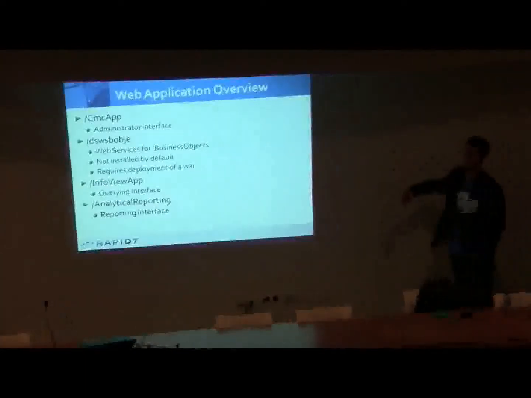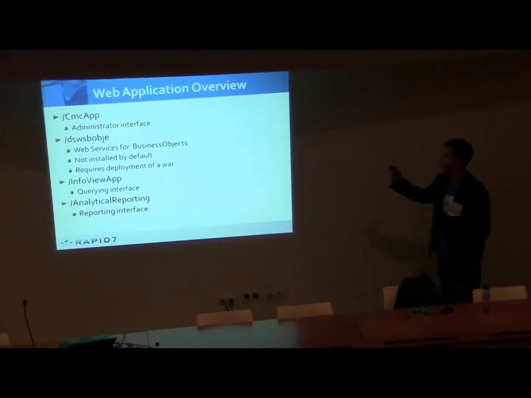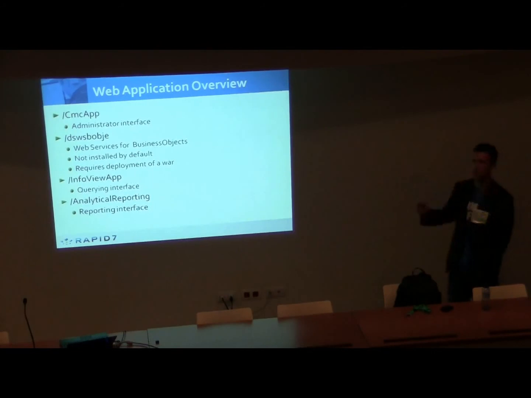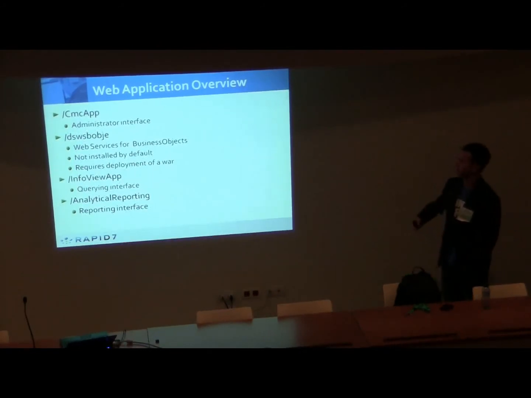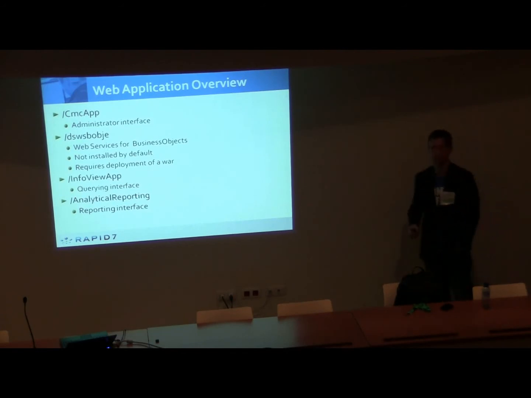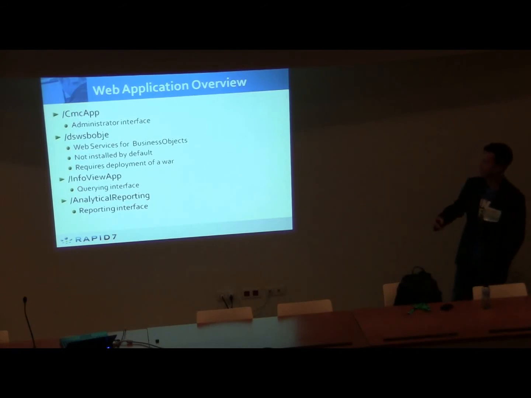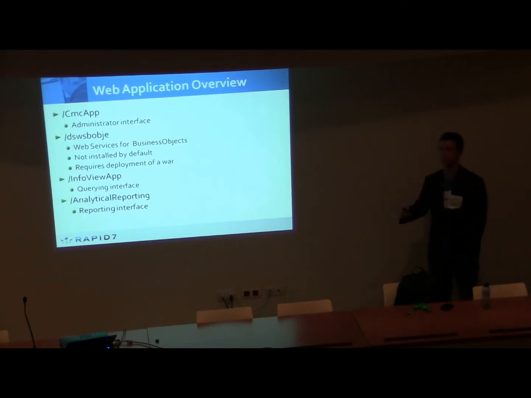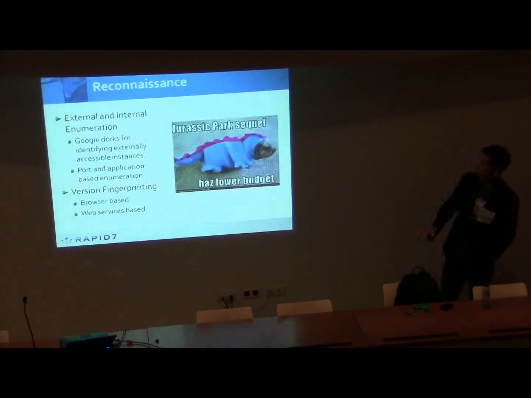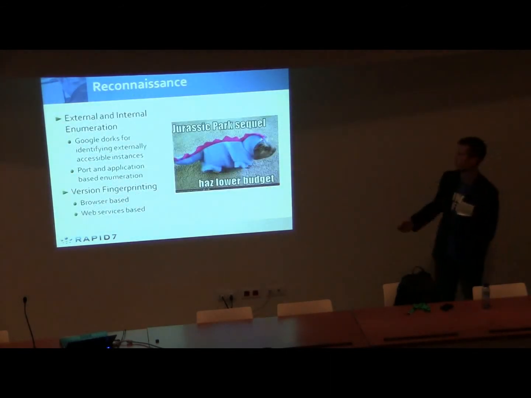So reconnaissance discovery, these are a couple of the web application interfaces for business objects. So CMC app, talked about before, it's the main administrative interface. The DSWS BobJE, which is the web services, not installed by default, requires deployment. InfoView app and analytical reporting. So if you're seeing this, business objects is installed and you're going to use it in different ways. It also becomes useful when you start looking at the Google Dorks.